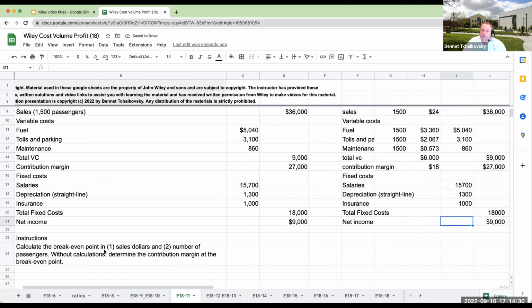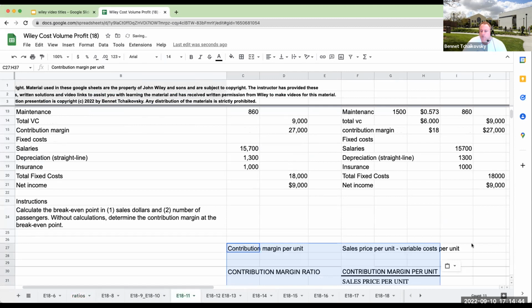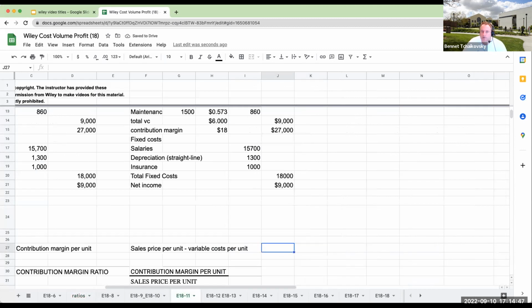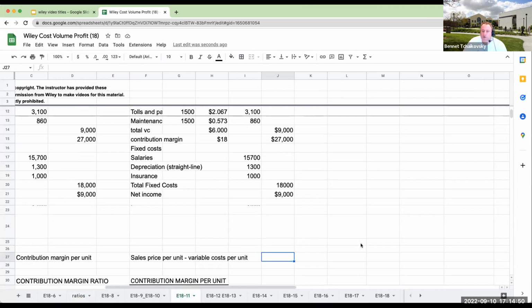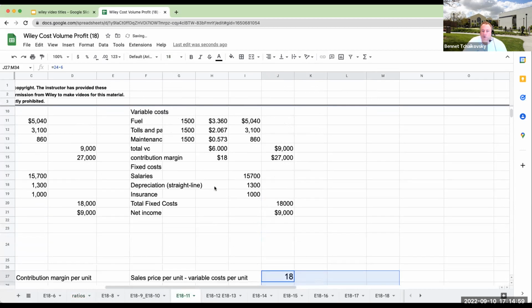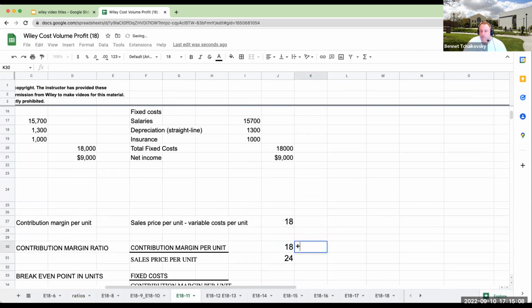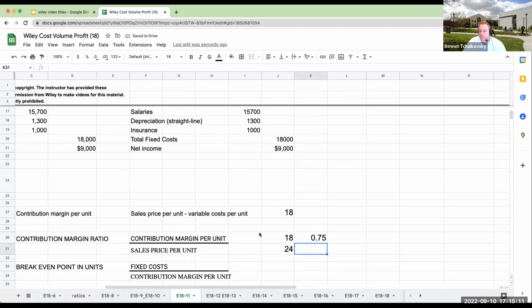Okay, what they're first asking us to do is break-even point in sales dollars and then the number of passengers. So when we look at the ratios, these are going to be the ratios we need in order to solve this question. So over here, my sales price per unit is 24 minus 6. So this is going to be 18. This is my contribution margin per unit, or what we just computed right up here. My contribution margin ratio is my contribution margin per unit, the 18, divided by the sales price per unit, and I'm going to get that at 75%.